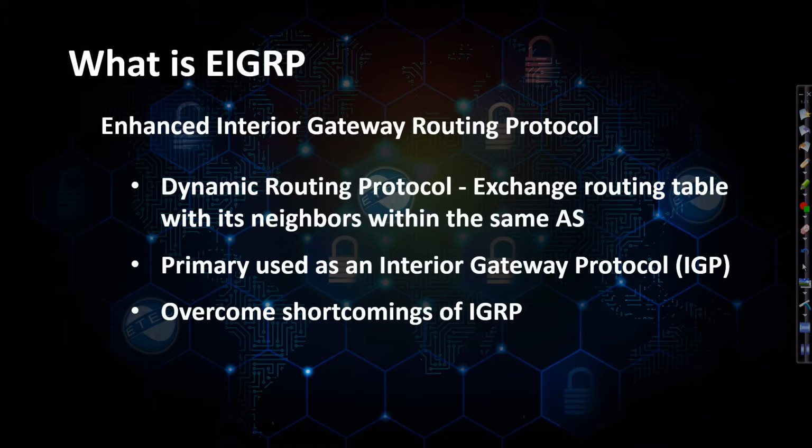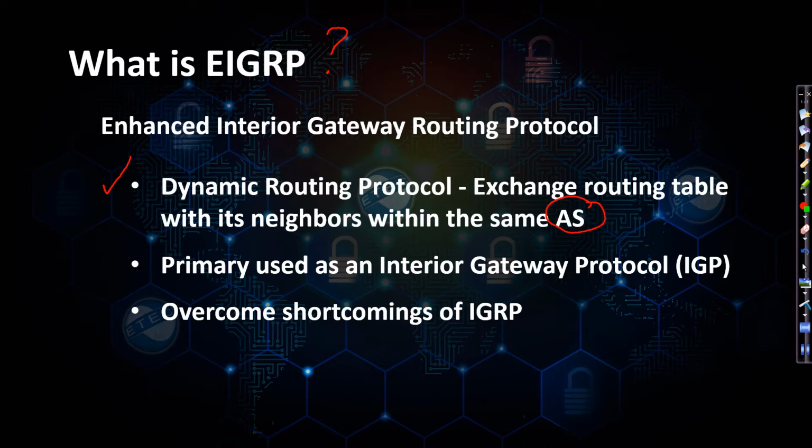So we begin with what is EIGRP. EIGRP stands for Enhanced Interior Gateway Routing Protocol. It is a dynamic routing protocol developed by Cisco, used to exchange routing tables with its neighbors as long as they are within the same autonomous system.